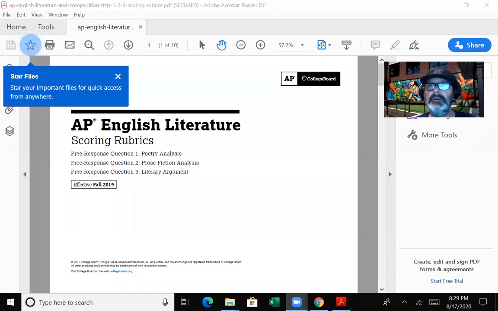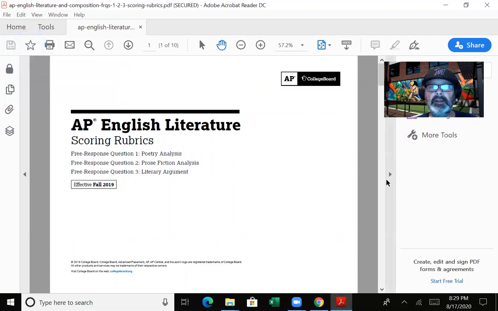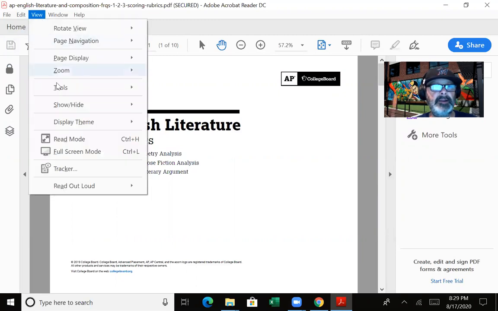We're going to have a lesson here on looking over the Prose Fiction Analysis rubric for AP Lit, and then applying the rubric to two sample student essays from last year. All right, let me go ahead and share the screen. All right, we're looking at the AP English rubric. Let me make this nice and big.